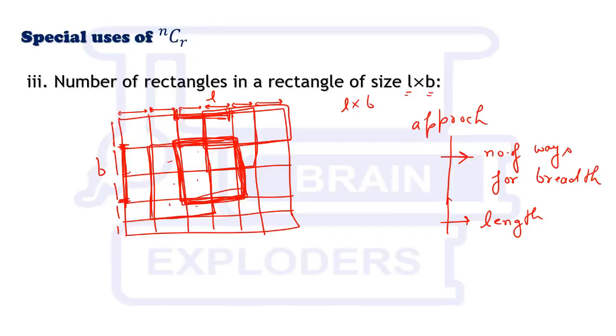Let us see. For the selection of breadth, we have to select any two of these points. If we select any two of these points, we can make a possible breadth. That means out of b plus 1 points we have to select any two. And similarly for the case of length, from these l plus 1 points we have to select any two. So b plus 1 C 2 times l plus 1 C 2. These are the number of rectangles.